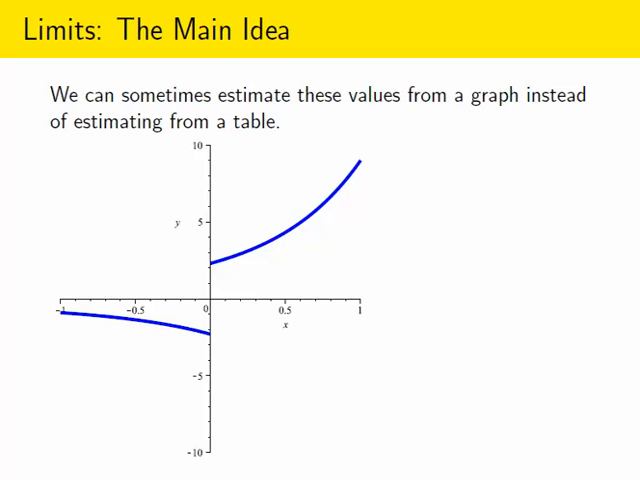Whereas if we plug in negative values that are getting closer and closer to 0, the output values are approaching a different quantity. So here we're seeing the limit from the right side. Here we're seeing the limit from the left side. And because they're not the same, the limit does not exist.